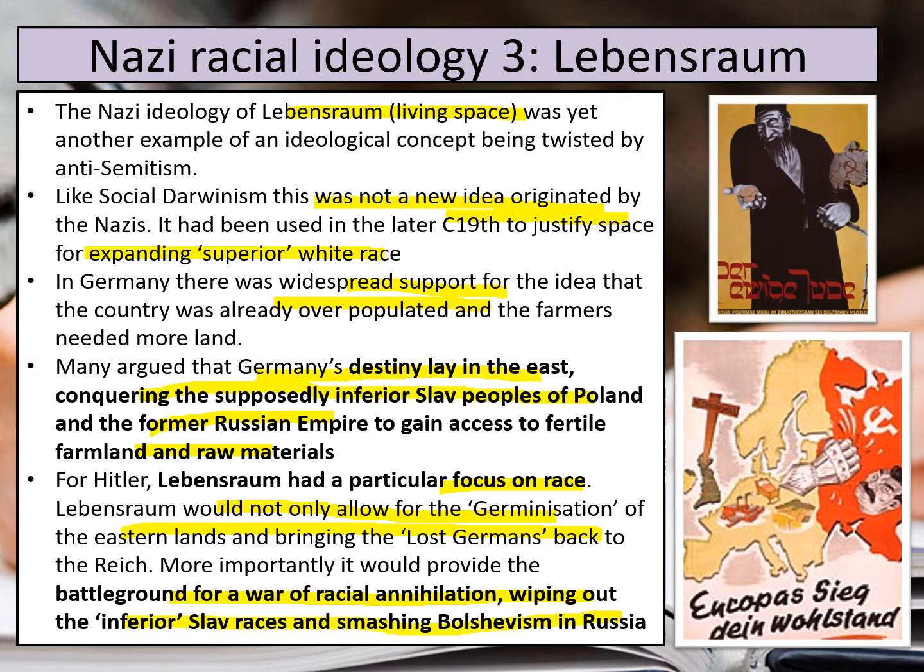Remember that there was lots of ideas here about communists being the enemy and them being in league with the Jews and Jewish Bolshevism, as we can see in this image here. So this is a concept that is very much about race, but it's also something that has been twisted to be about anti-Semitism in particular as well. So that's what you need to know about Lebensraum.